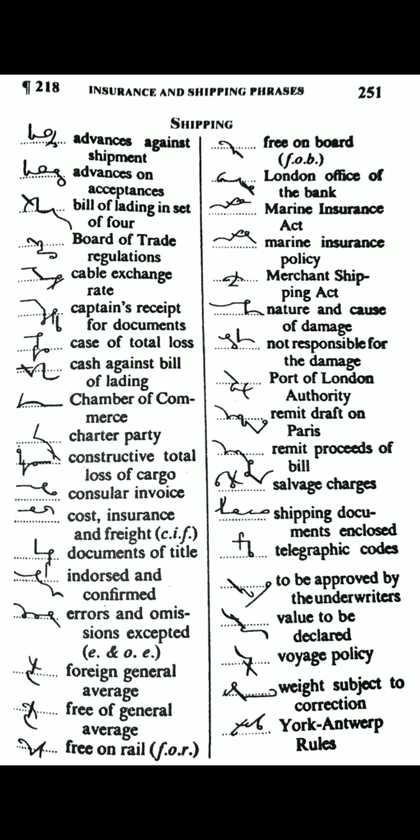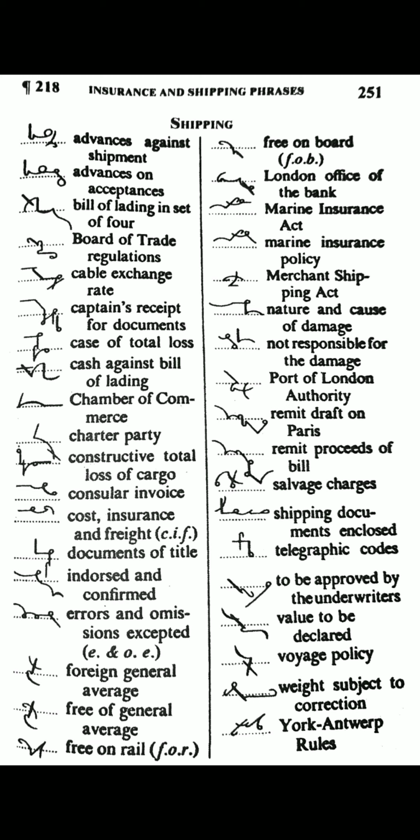Regulations: Gull with shan hook with circle within. Cable exchange rate. K bull on the line for cable, KS circle J for exchange, and intersecting upward R is used here for rate. Captain's receipt for documents. K P above the line for captains, K P T and S circle for captains. Upward R S circle T for receipt, and D with S circle disjoint here for documents.